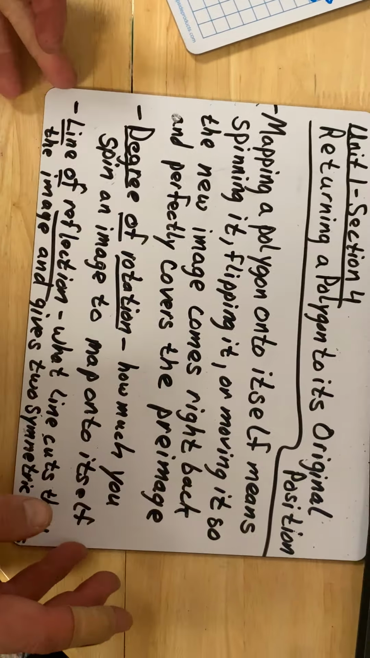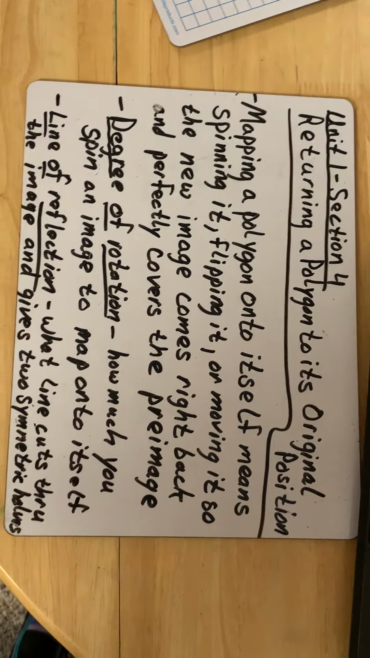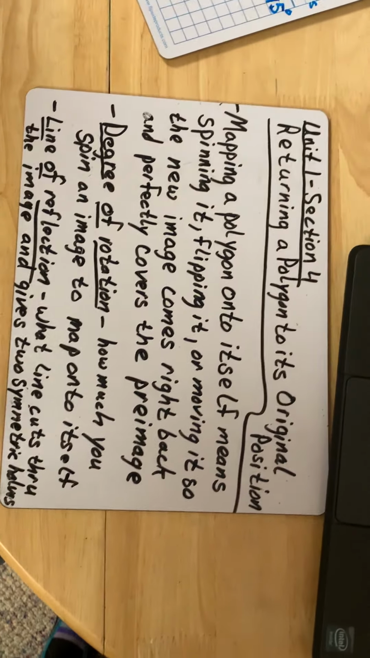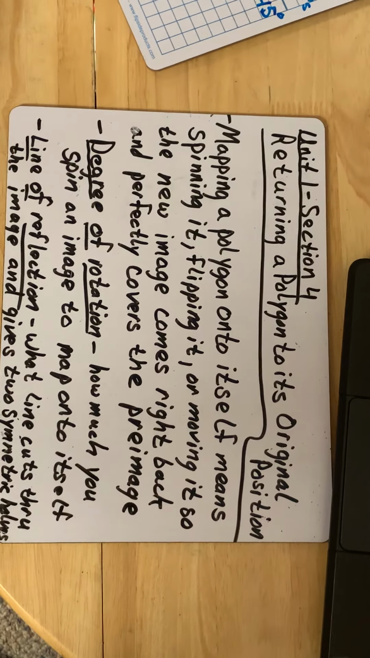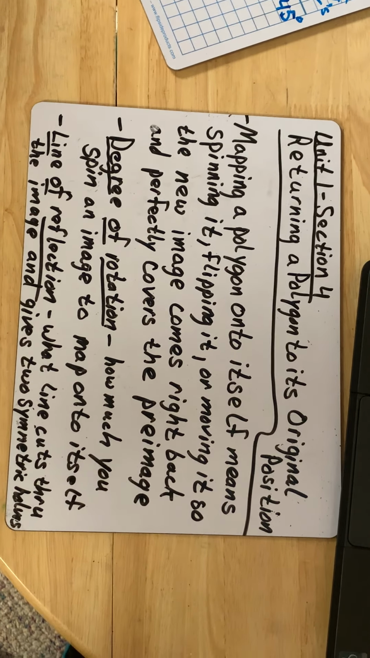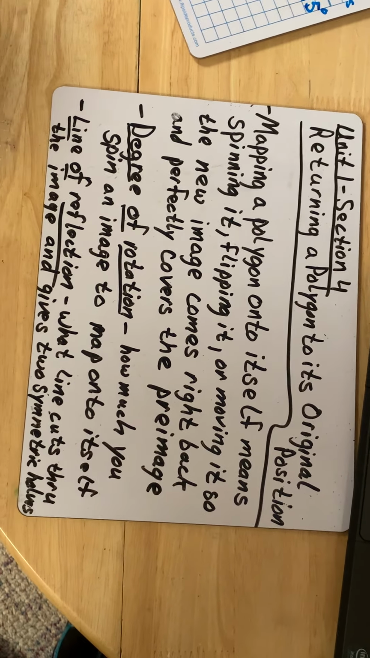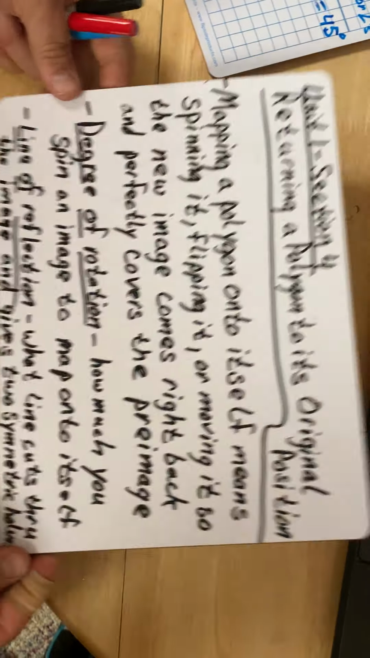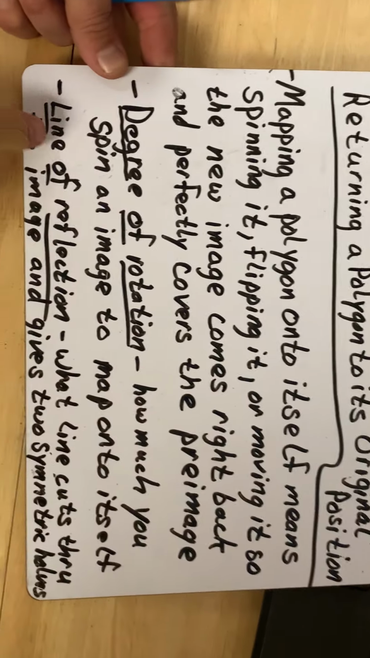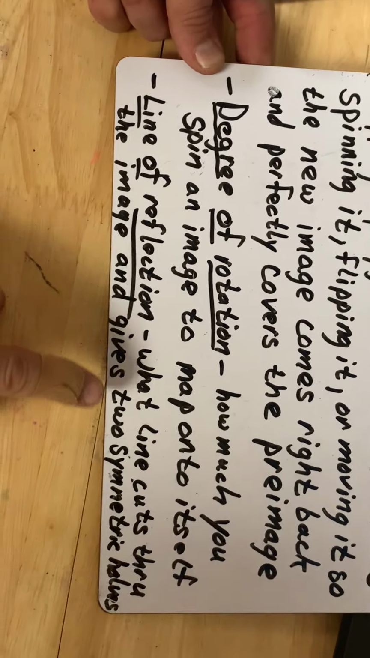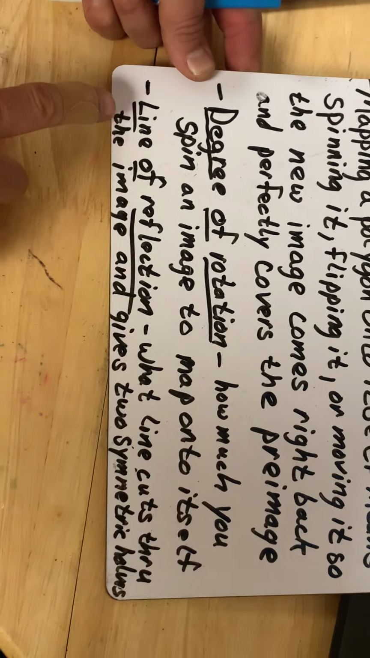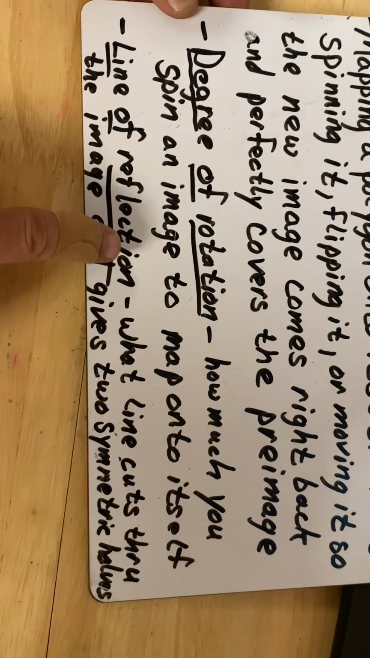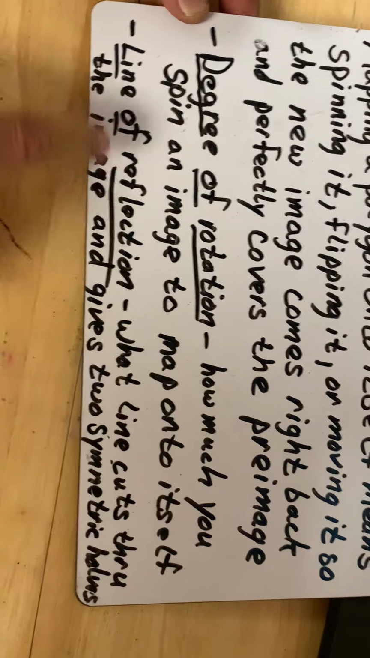But the trickier one, which I would say you'd probably need a little more help with, would be reflecting an image onto itself. So this is where you have to think back about what a reflection is. A reflection requires a line of reflection or line of symmetry. If they ask you to find the line of reflection, what line cuts through the image and gives 2 symmetric halves?